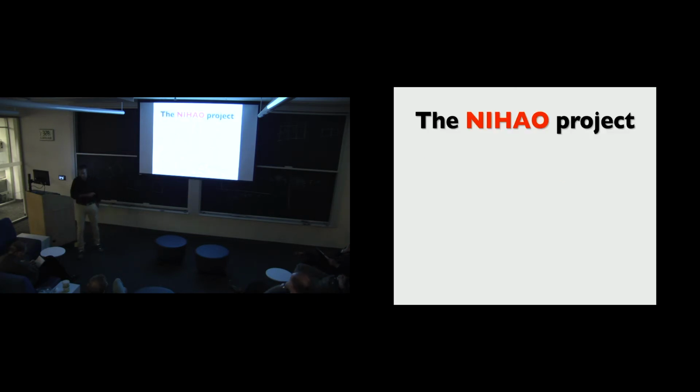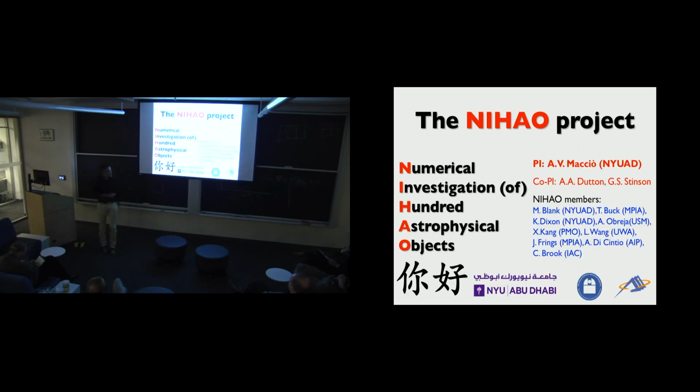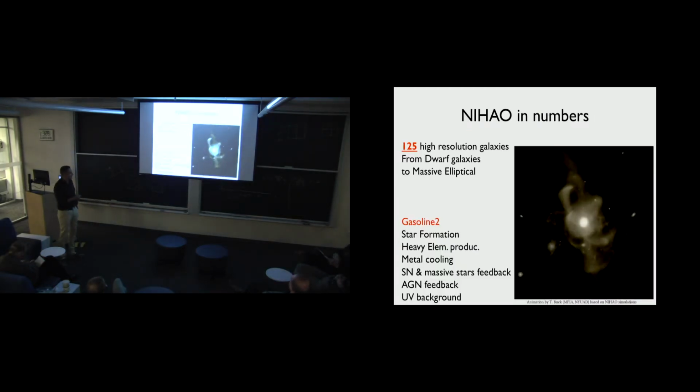And once we got one galaxy, we decided to go ballistic, and we launched a project which is called NYU-AD, which has been the main thing I've done in the last 3 years, which stands for Numerical Investigation of 100, that's the number of simulations we wanted, astrophysical objects. And it also means hello in Chinese, and it's a collaboration between where I'm now, where I was before, and our colleagues in China. And NYU-AD, this is one of our galaxies, it's 125 high-resolution galaxies.